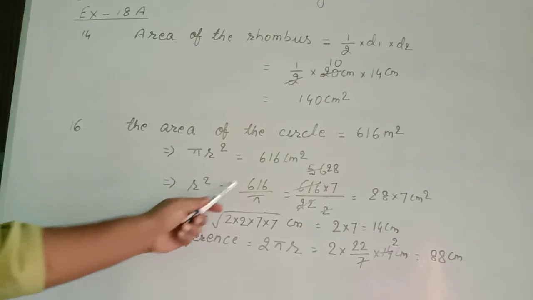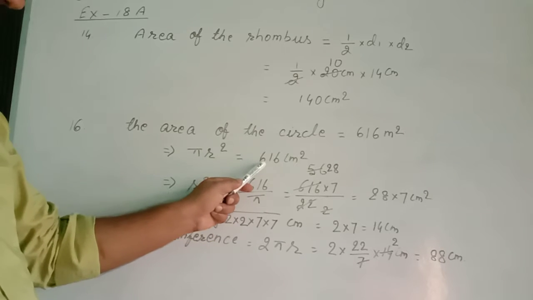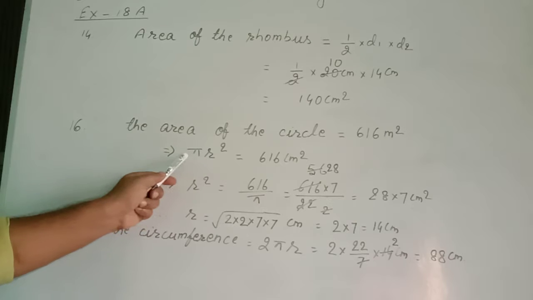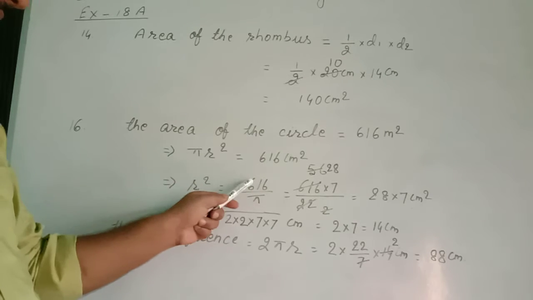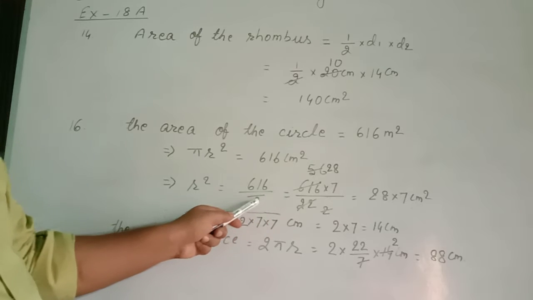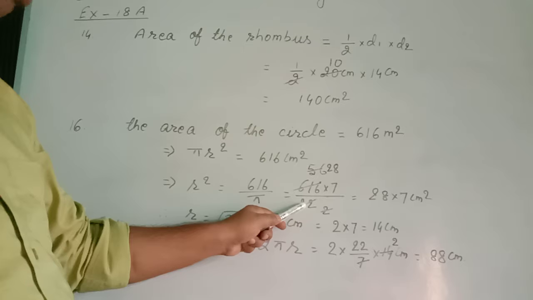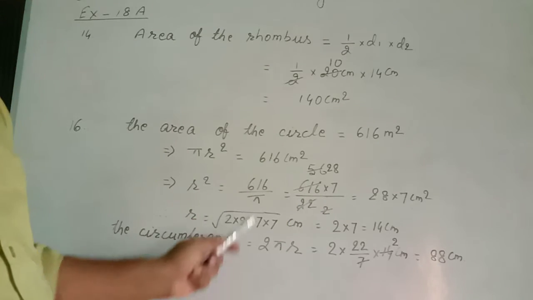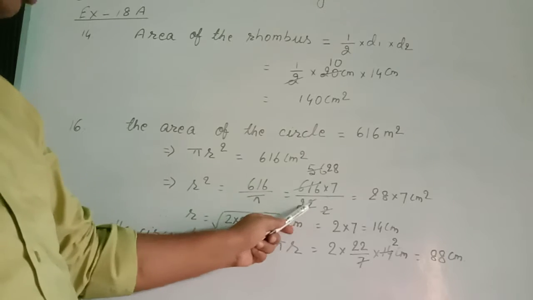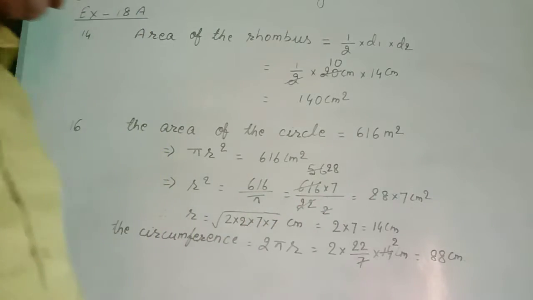So r square equals 616 by pi, meaning 616 will be divided by the coefficient of r square, that is pi. So it becomes 616 by pi, and we have the value of pi equal to 22 by 7. So this 22 will come down and that 7 will go up. So it became 616 into 7 by 22. As we simplified, we got 28 into 7 centimeter square.